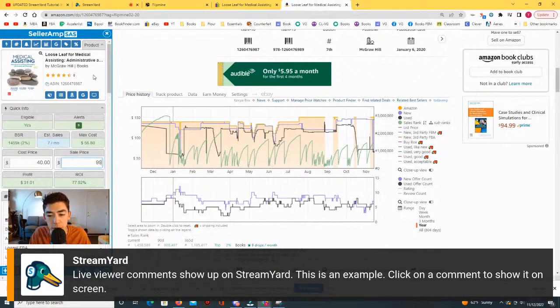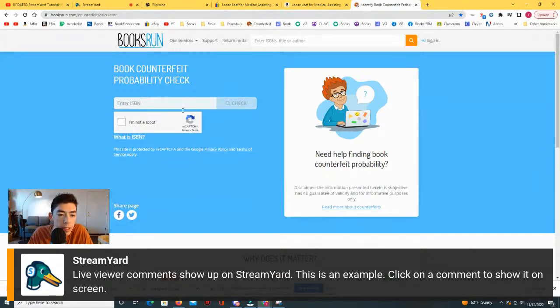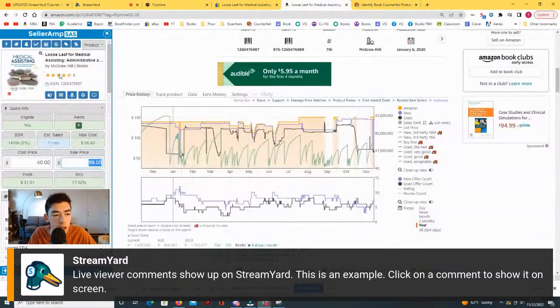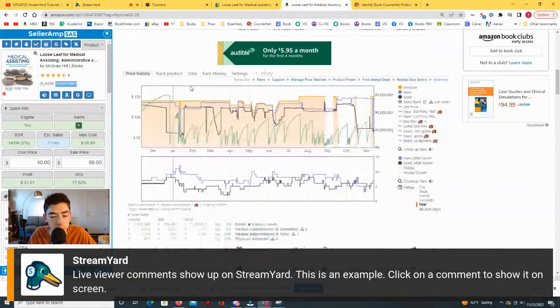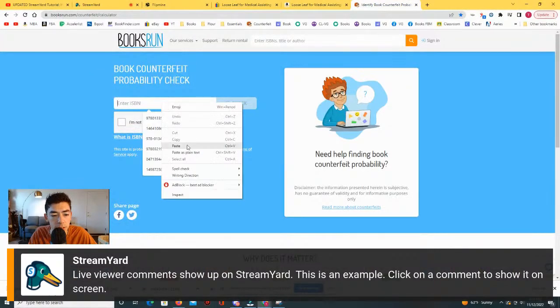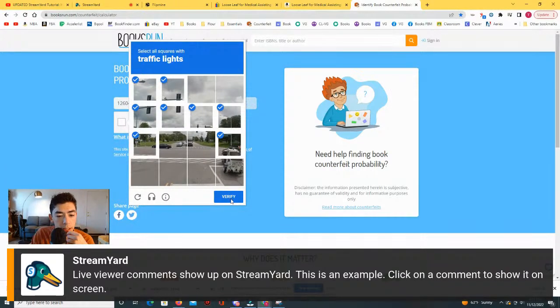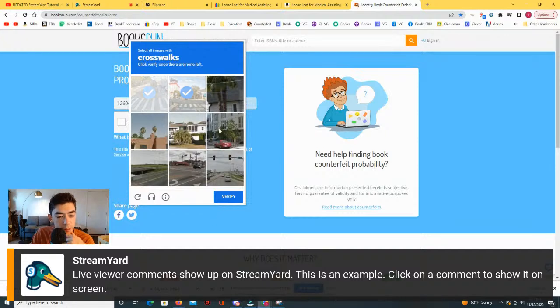And then another thing you have to make sure is like, is this book highly likely to be counterfeit or not? So one way that I do that is I use this book counterfeit probability check. It's on Books Run, and if you're over on SellerAmp, you can just click the ASIN and copy it there. Or if you don't have SellerAmp, you can just come down and copy the ISBN. But basically, if you go ahead and you paste that into Books Run, then it'll go ahead and show you if it's likely to be counterfeit or not. So let's see, I guess I'm not a human because I can't even pass this. This is a robot test. Let's see.